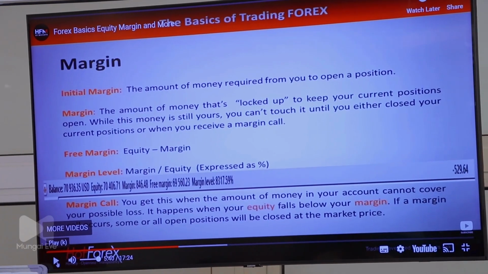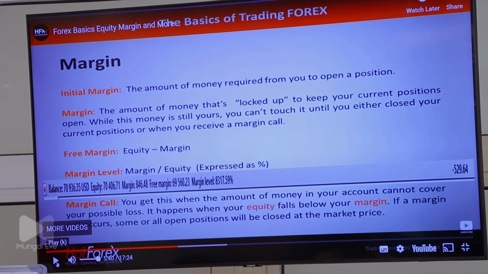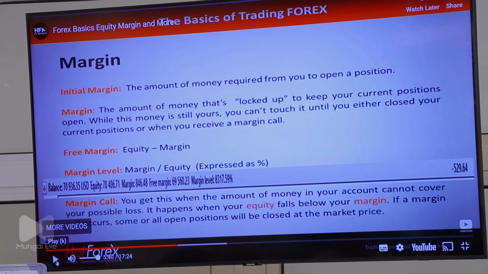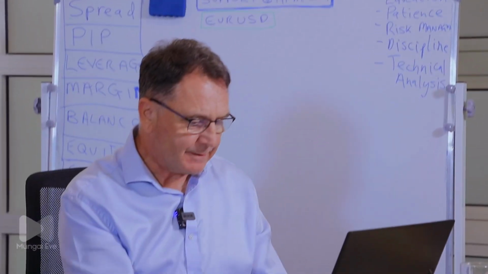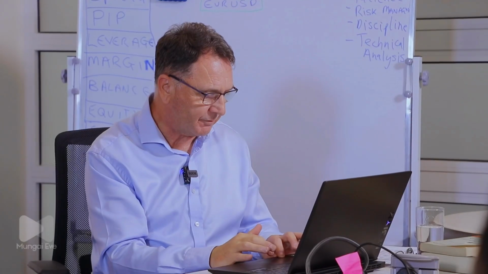So that's margin and leverage, very important that you understand it. Each product that you trade will have a different margin level, so again, check the product page. We'll come back to that in a minute and have a look at it on our website when we go back to it. So: equity, balance, margin, leverage.